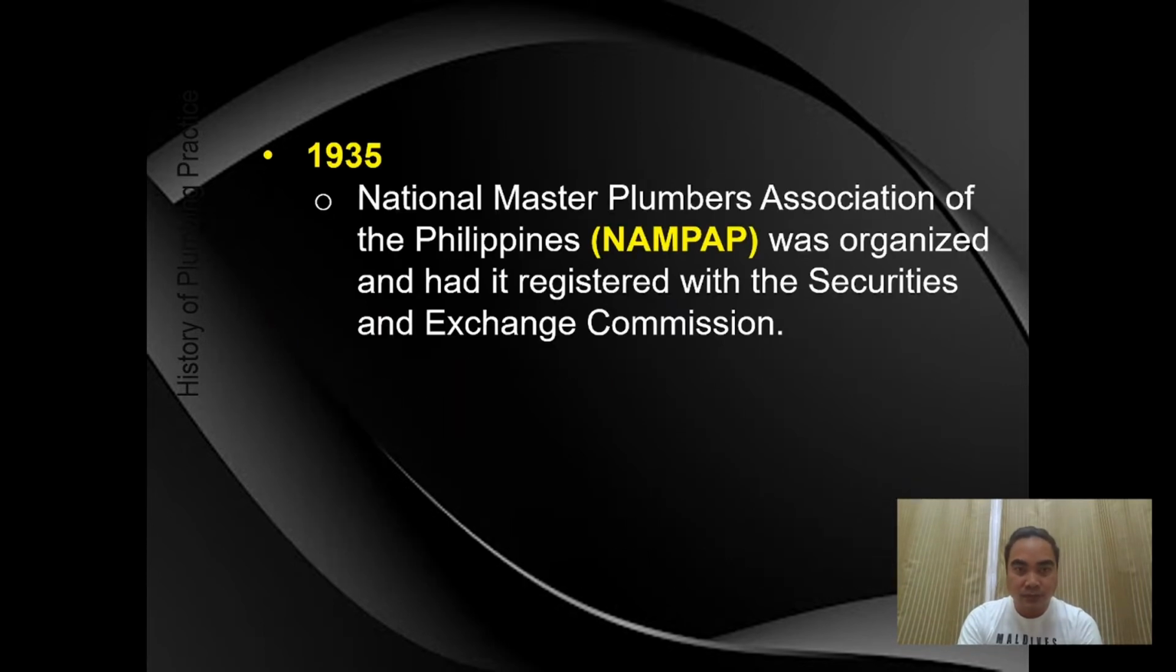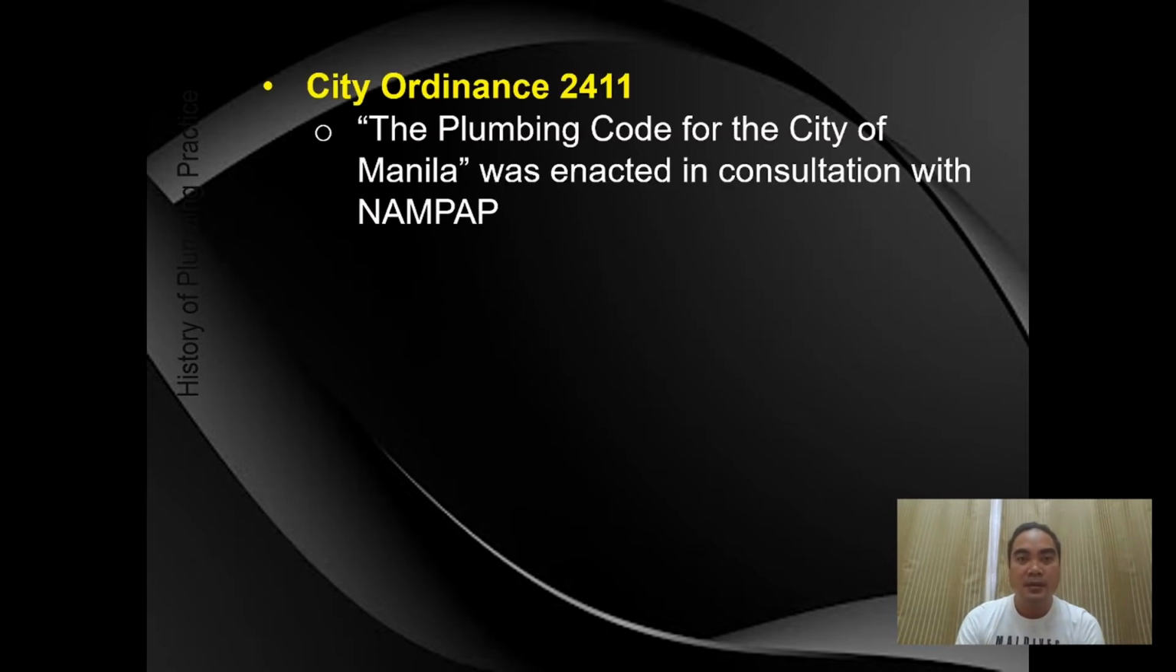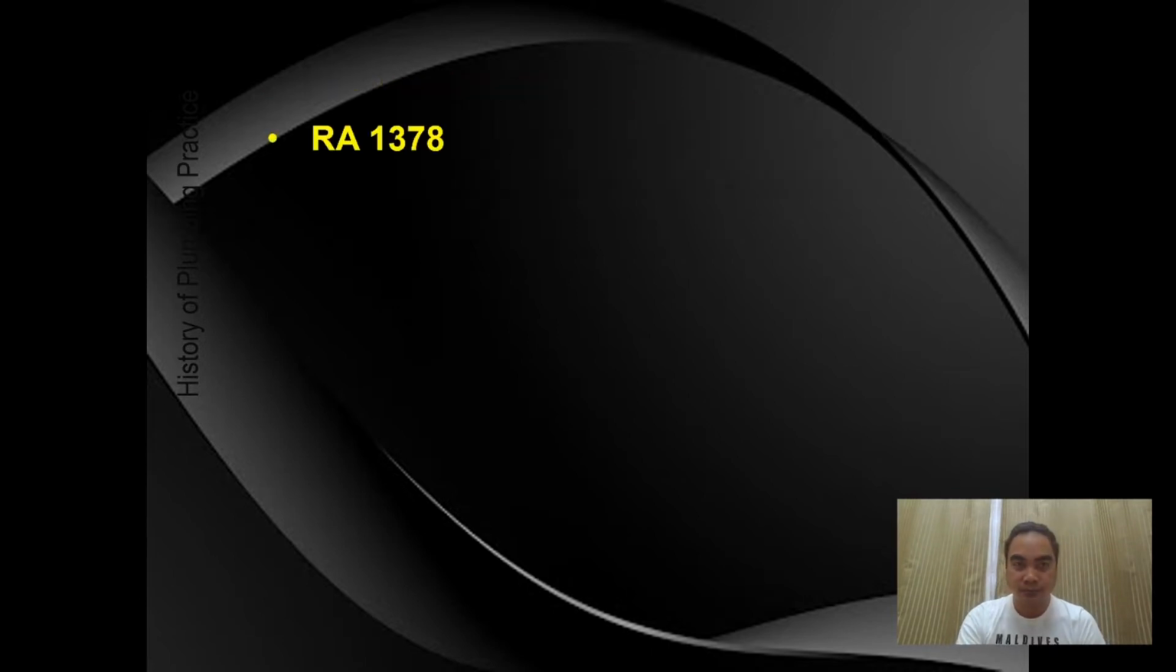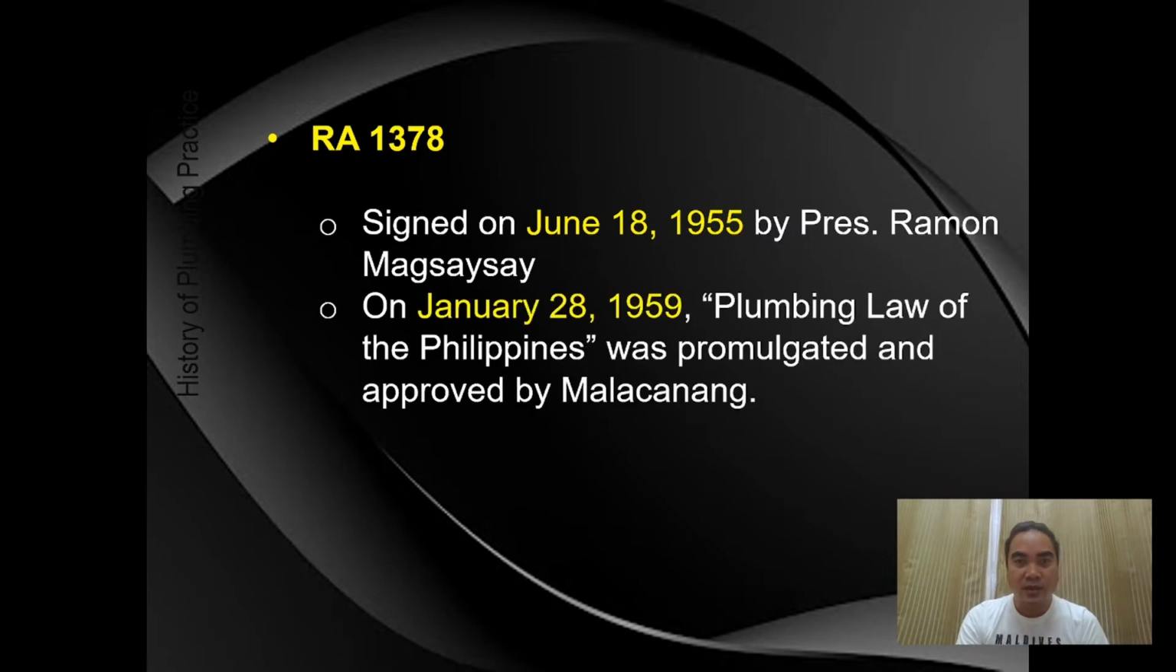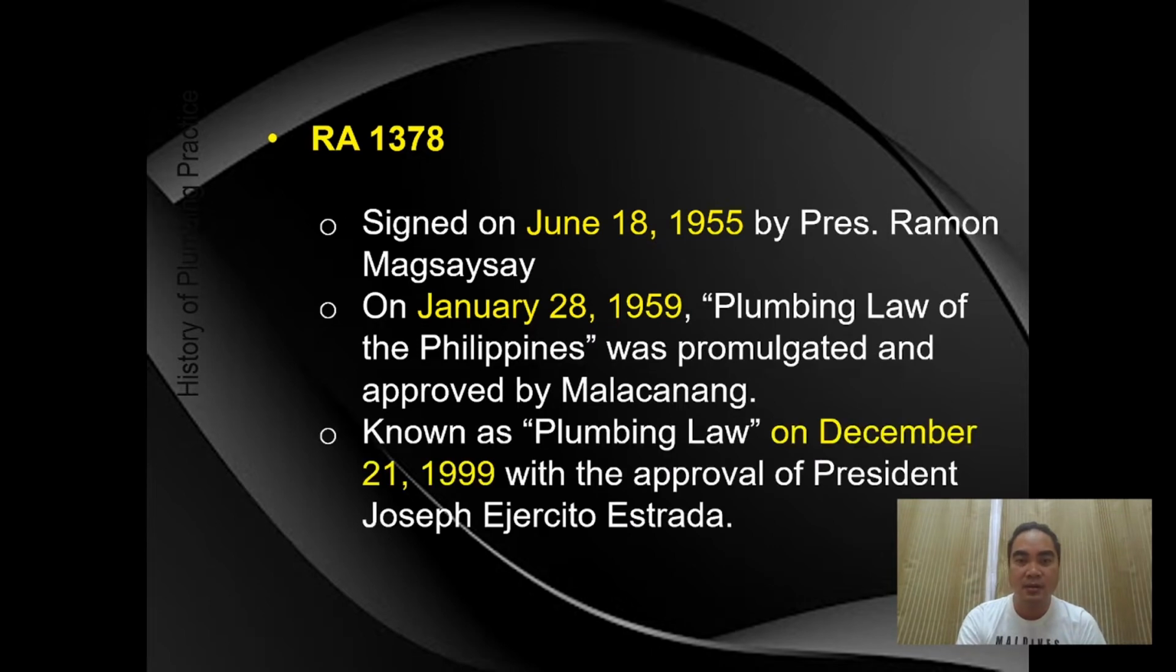I'm not sure. So 1935, National Master Plumber Association of the Philippines, NAMPAP, was organized and had it registered with the Security and Exchange Commission, 1935. City Ordinance 2411, the Plumbing Code of the City of Manila, was enacted in consultation with NAMPAP. RA 1378, signed on June 18, 1955 by President Ramon Magsaysay. On January 28, 1959, Plumbing Law of the Philippines was promulgated and approved by Malacañang and known as a Plumbing Law on December 21, 1999 with the approval of President Joseph Ejercito Estrada.